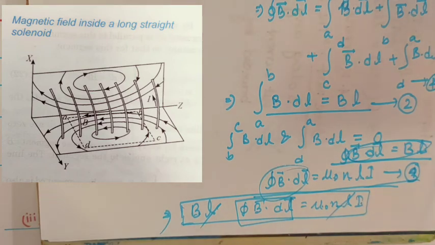In this analysis, the path segment AB parallel to the solenoid axis need not coincide with it. This indicates that B is uniform over the entire cross section of the solenoid.